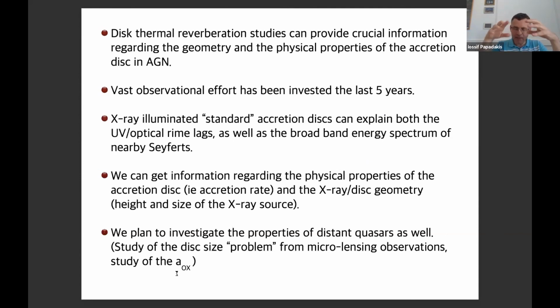There has been a vast observational effort in the last 10 years or so. Many sources have been monitored for months, with lots of ground-based telescopes and lots of time with satellites, again trying to understand how the X-rays, UV, and optical vary together. We find that standard models of accretion disks are perfectly fine, and we can get important information about the geometry between the X-rays and the accretion disk, the height of the X-ray source, the accretion rate, and also the spin of the supermassive black hole, and so on.